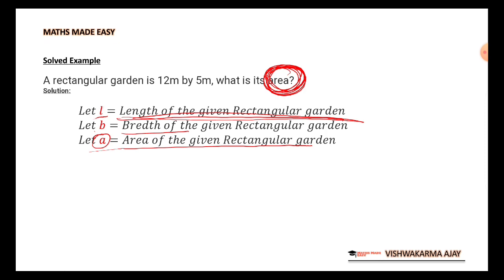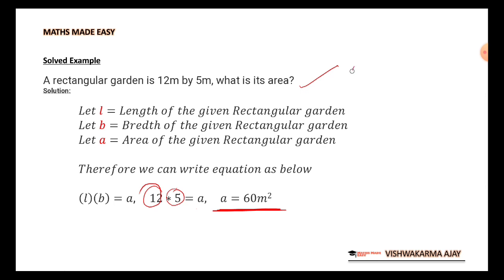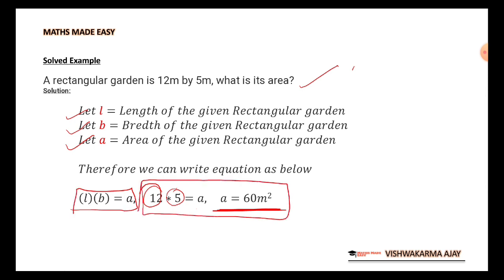We have 3 variables in here. Therefore we can write the equation as below. We all know the area of a rectangle is length into breadth. So length into breadth is equal to A, but we know the values of L and B. So I'm going to substitute them here: 12 times 5 is equal to A. That means the area of the rectangle is 60 square meter. Look what we did. We read the question very carefully. We understood the question. We assumed our variables, our unknowns, and then we framed one equation. And here was the last step: we solved our equation. That's it.